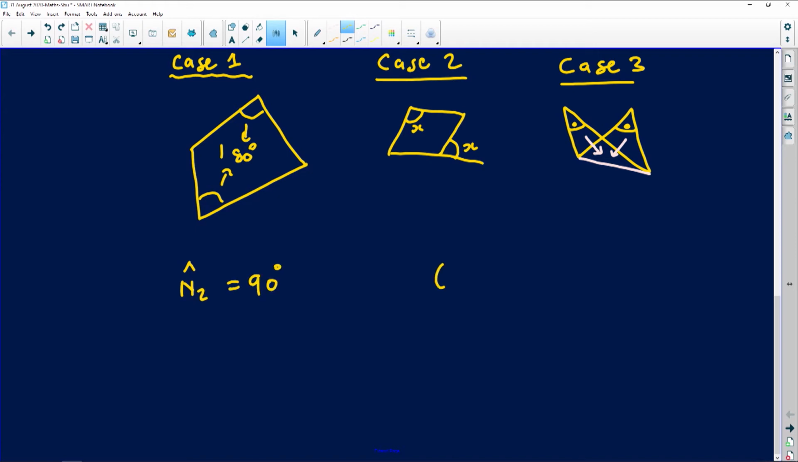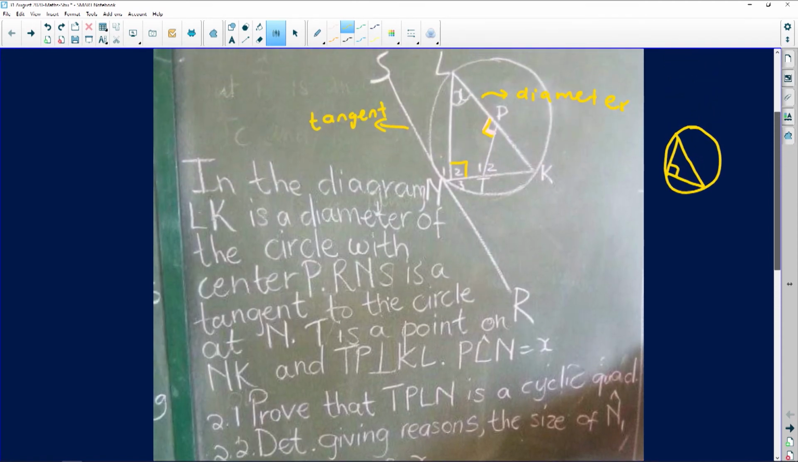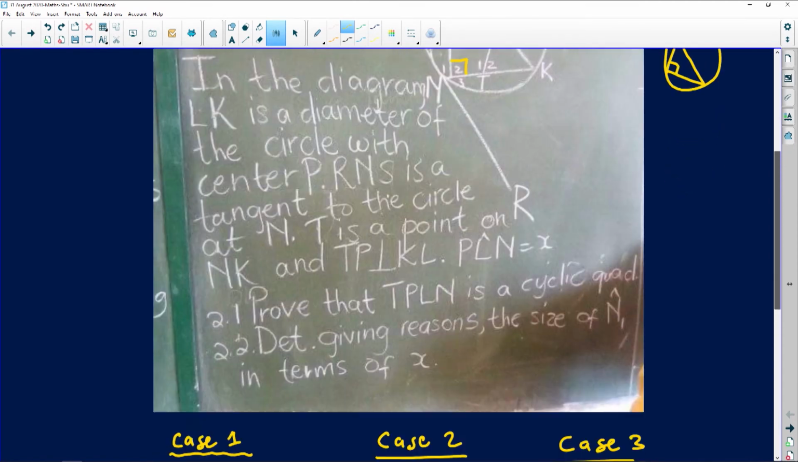Why am I saying this? This is an angle on a semicircle, or an angle subtended by a diameter. Okay, but we've got another angle here. Which angle is that? We've got an angle there, which is angle LPT. That angle is also 90 degrees, okay?